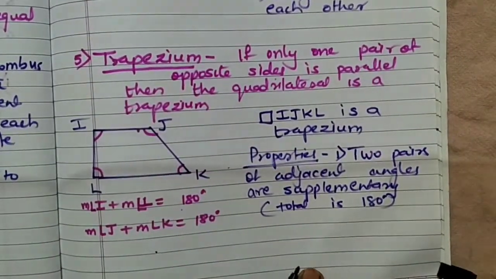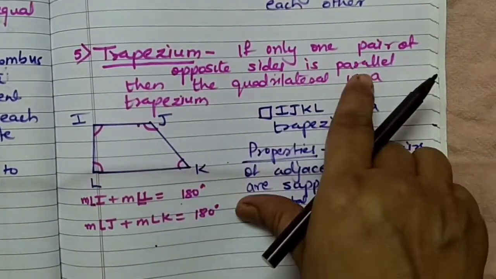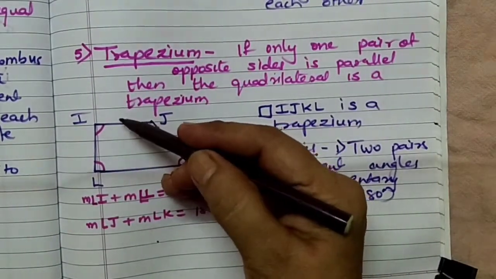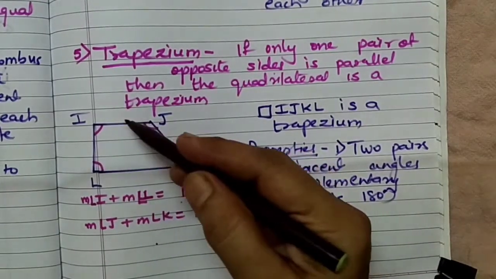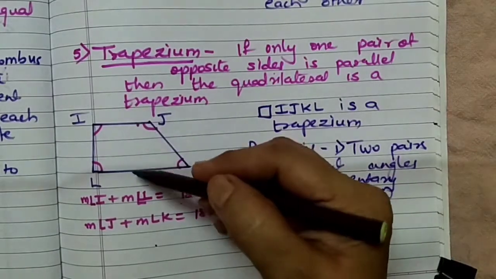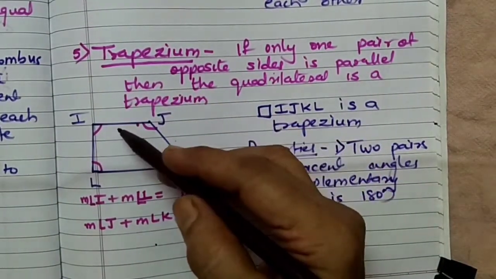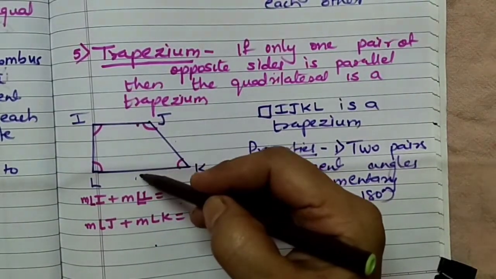Next is a trapezium. If only one pair of opposite sides is parallel, see, there are two pairs of opposite sides. This is one pair of opposite sides and this is another pair of opposite sides. One pair means in a pair there are two sides. So this is one pair and this is the other pair. Now in a trapezium, what is the condition? That one pair of opposite sides is parallel to each other.